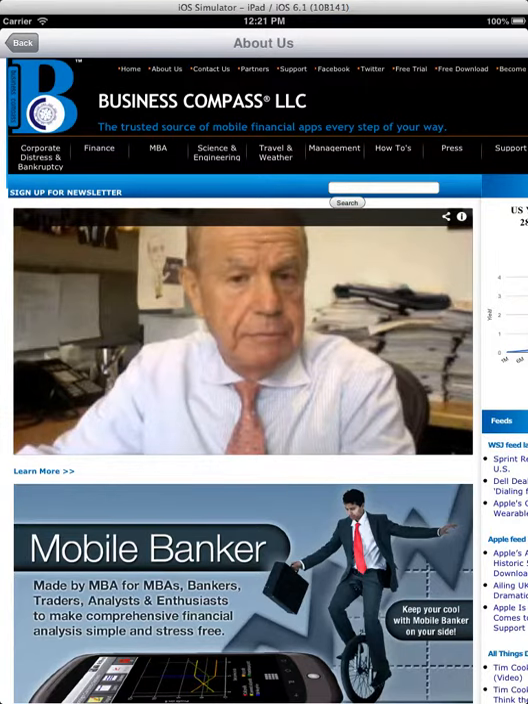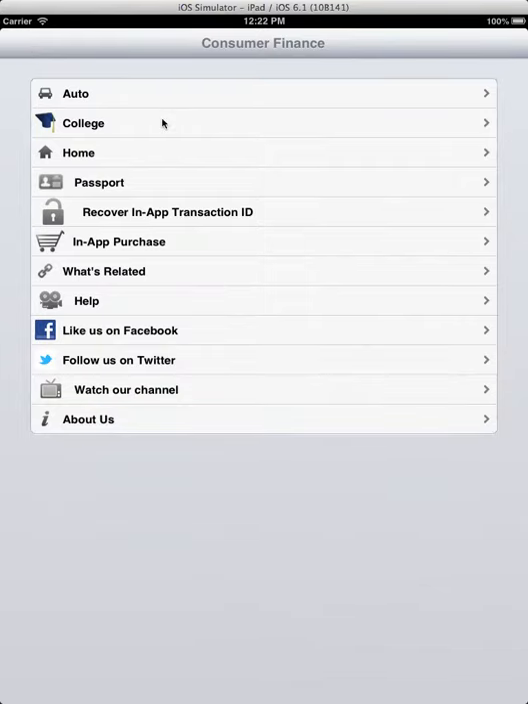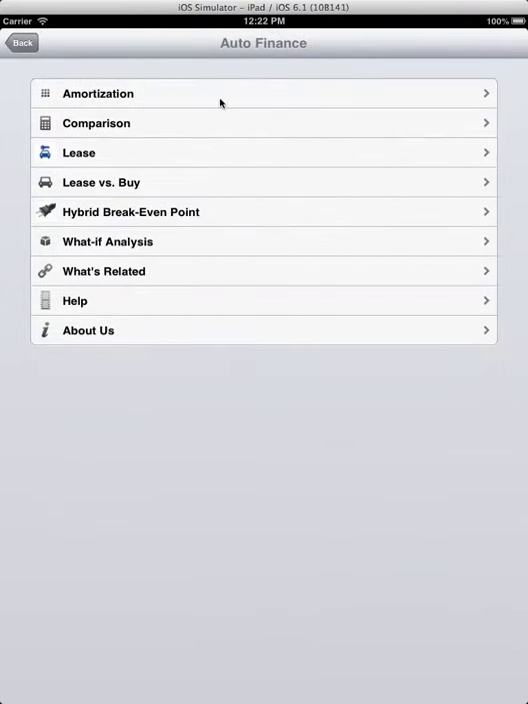Hello and welcome to Consumer Finance iPhone and iPad application by Business Compass LLC. This application covers a wide range of financial analysis for home loans, for car loans, leases, and for student loan. This application is also available on Android as well as BlackBerry platforms. So it covers auto loan, let's see, amortization, comparison, lease versus buy, hybrid break-even point, what if analysis.